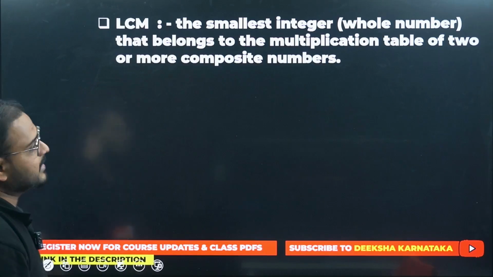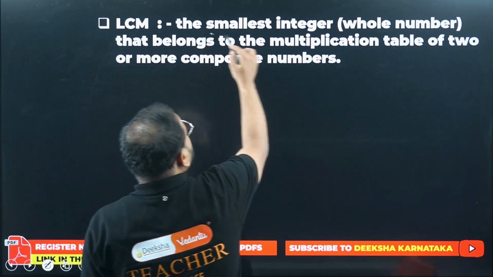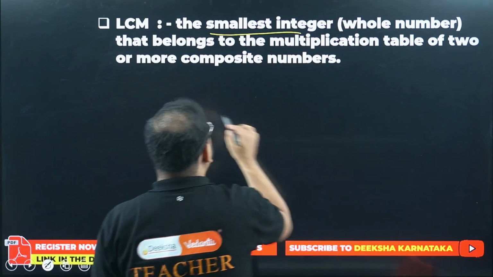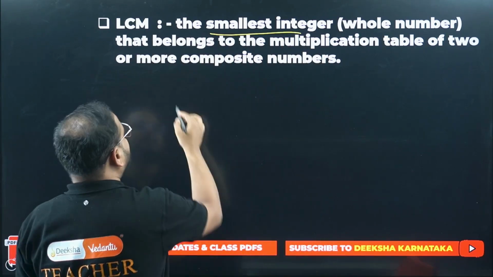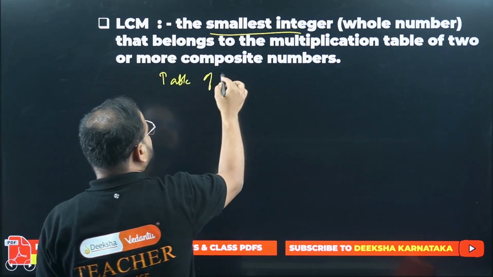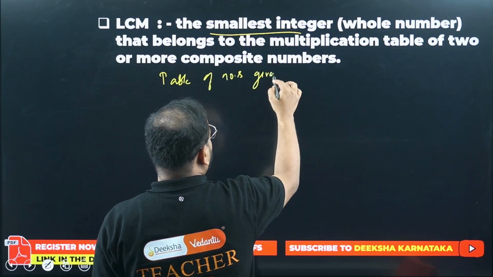Now coming to LCM. What is LCM? As the name suggests, it is the smallest integer which is a common multiple. For example, the simplest way is to write the table. I can't write tables for all numbers, but if you can, try to write it. So in the tables of the numbers given, look for what?